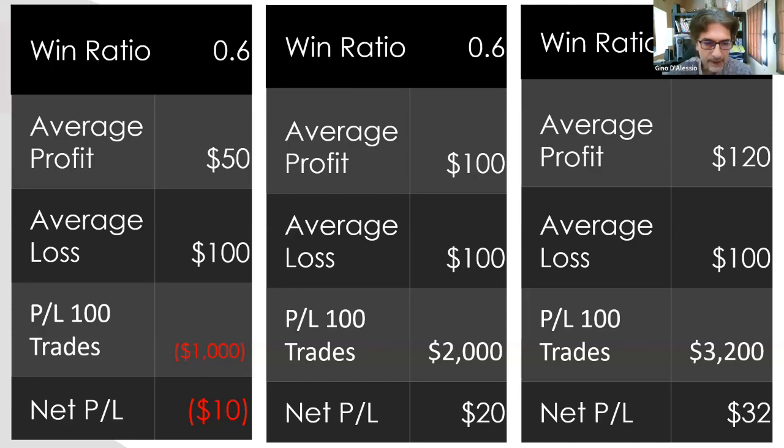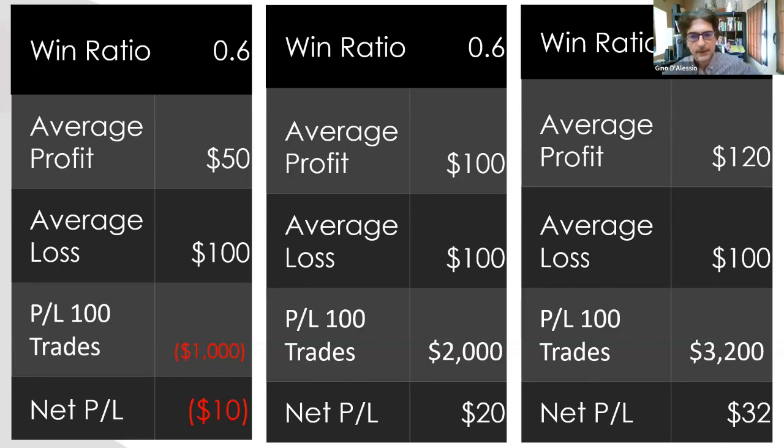We can calculate that very easily, but the easiest way I find is to multiply the average profit by the win ratio and add it to the average loss multiplied by the loss ratio. That will give you an average profit/loss of minus $10 per trade, over any number of trades, 100, 200, etc. So let's say you did 100 trades, you multiply by 10, and you get minus $1,000.